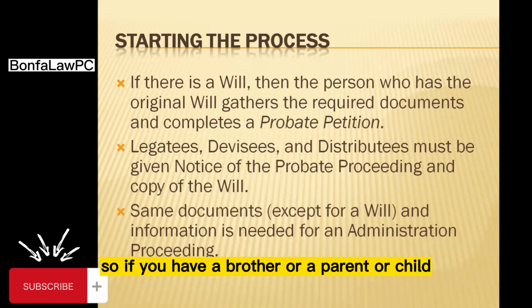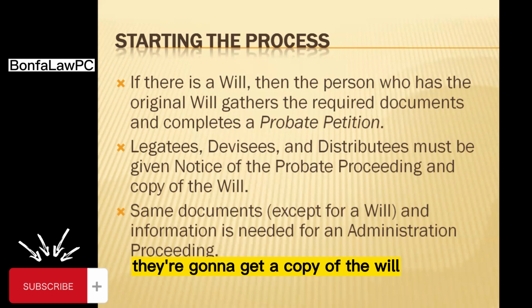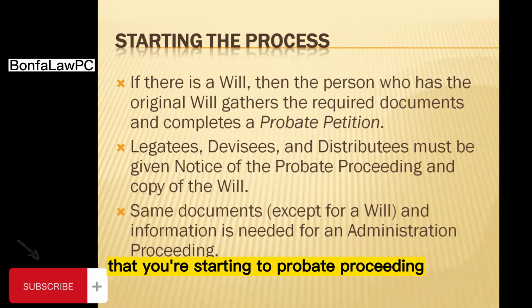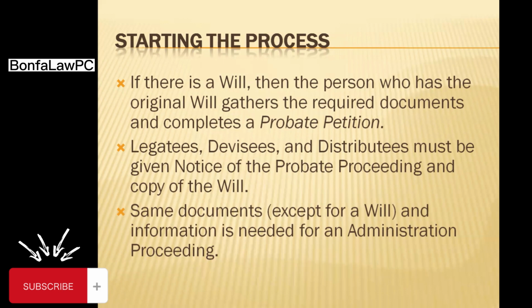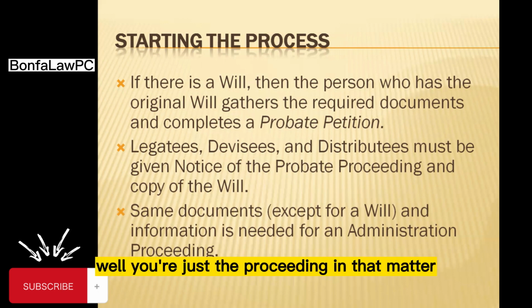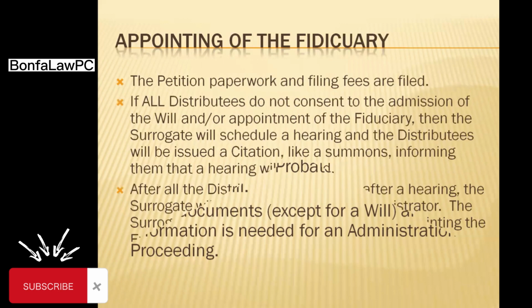So if you have a brother or a parent or a child who you don't like and you didn't give anything to, they're going to get a copy of the will. And they're going to be notified of the death, and they're going to be notified that you're starting a probate proceeding. If it's an administration, it's the same thing as for a will, except you're not filing a will. You're just proceeding in that manner, but the notice requirements are still there.